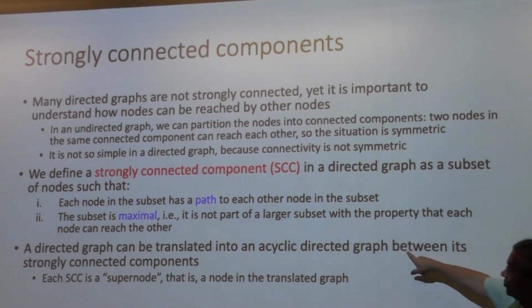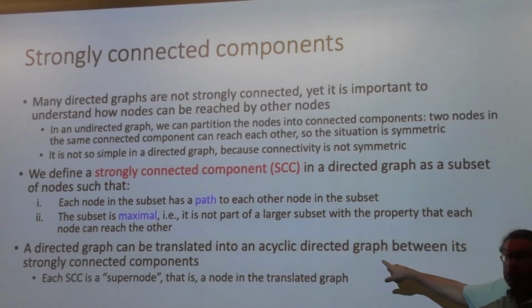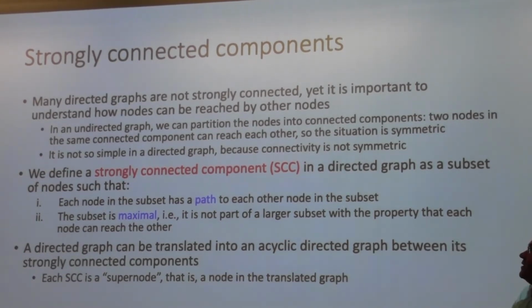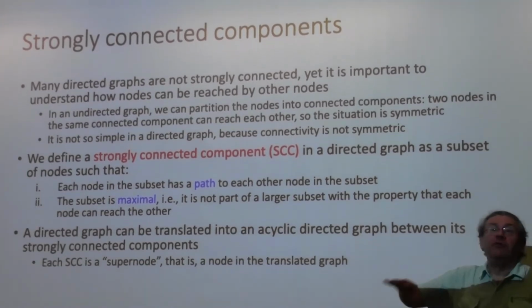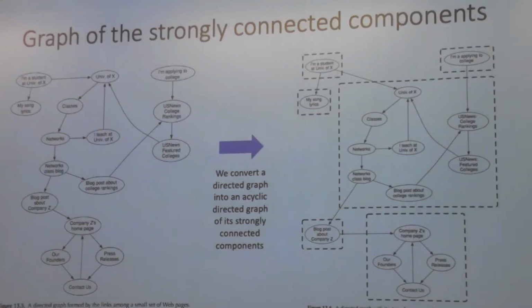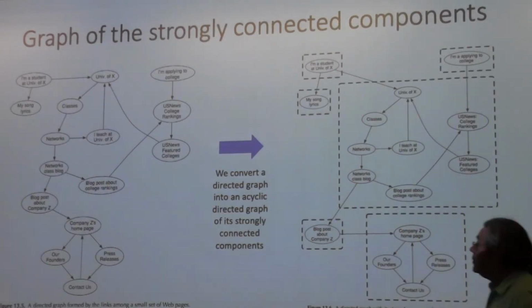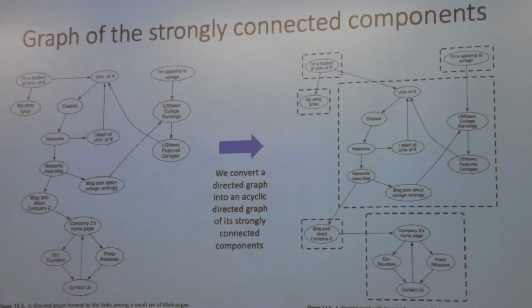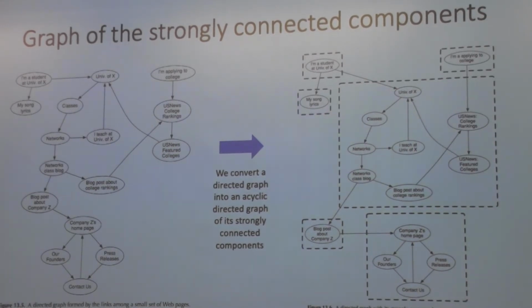And you can take the directed graph and turn it into an acyclic one. All the cycles are actually inside the strongly connected components. Okay? And each strongly connected component is like a supernode. You can turn the original graph into a graph of supernodes. So here's an example. This is a kind of a web, part of the web. Universities, classes, blogs, and so on. Directed graph. But there are some cycles here.